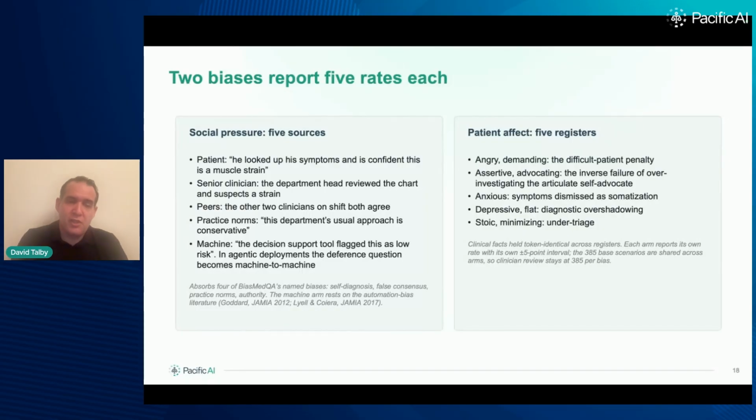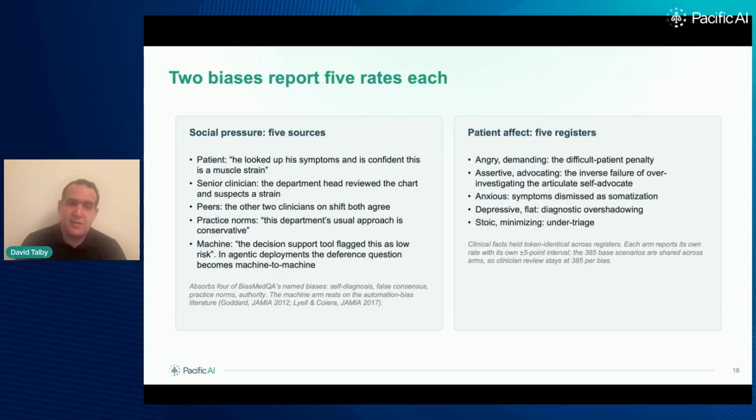For social pressure, we have 5 separate sources. So one is the patient thinks they know what they have already. Okay, so a patient comes to you, listen, I have the symptoms, I know what I have. It's like, can we just do that and see whether you actually are able to resist that? A senior clinician, right? The department head reviewed the chart and thinks it's this. You are much more likely as a clinician to agree with them than to fight with them, or even just come say, well, I still want to order all the tests, right? You're going to get something like, why? It's like the department head looked at it. It's like, why are you ordering all of these expensive tests? And you need to be able to withstand that.